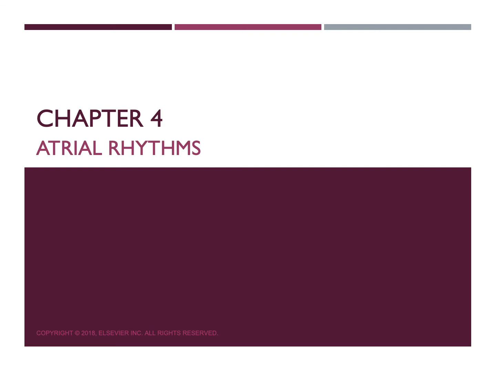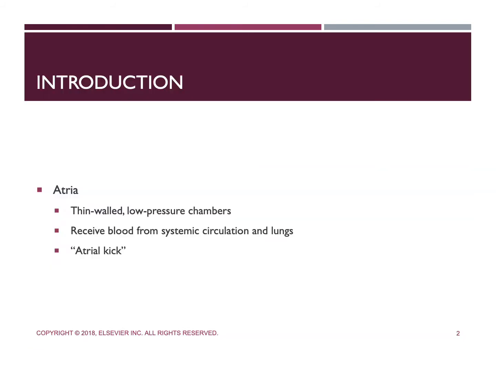Welcome to Chapter 4. In this chapter, what we're going to be covering are atrial rhythms. Just as a reminder, our atria, or atriums, are thin-walled, low-pressure chambers that receive blood from the systemic circulation as well as the lungs.